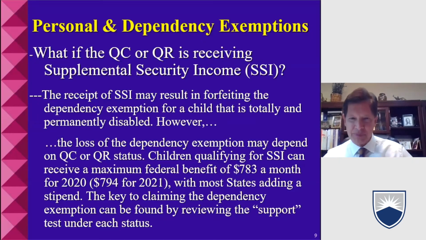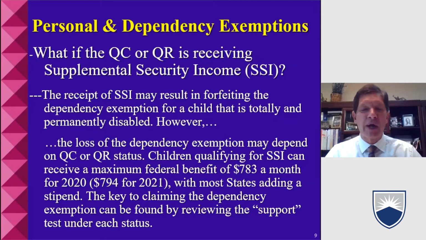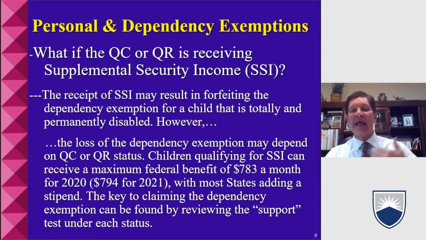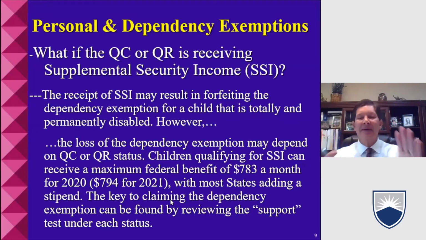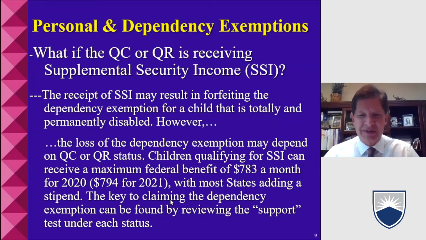A qualifying relative is not. Children qualifying for SSI can receive a maximum federal benefit of $783 a month, $794 next year, with most states adding a stipend. Now, what is the key here? Well, the key here is going to be, ready? Reviewing the support test under each status. But I share with you, that's not the only key. It's residency. Residency.